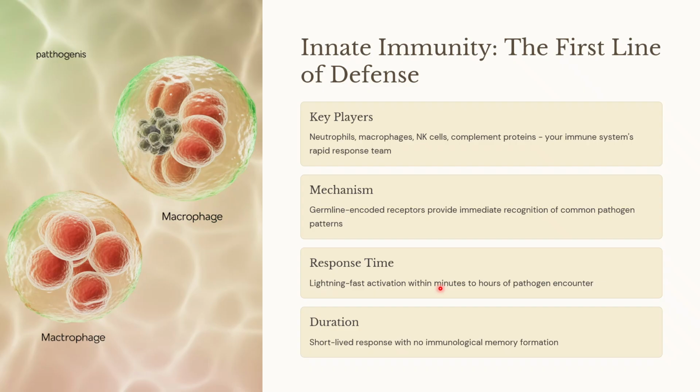But what is the problem over here? The response will be short-lived. Even though it has lightning fast activation, the response will be short-lived because it is not catered to that specific pathogen. Instead, it is just general. The germline coded receptors means it has already been coded in the DNA, which encodes the receptors to respond in this way for this and this pathogen. The receptors are like that so that they can recognize general pathogens. So this is about innate immunity.